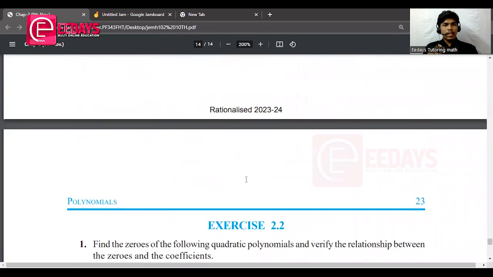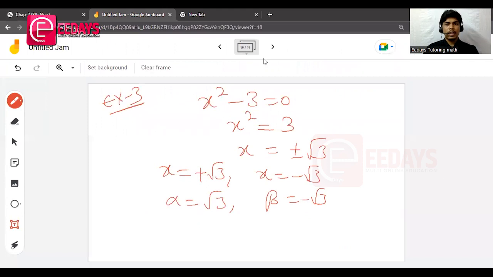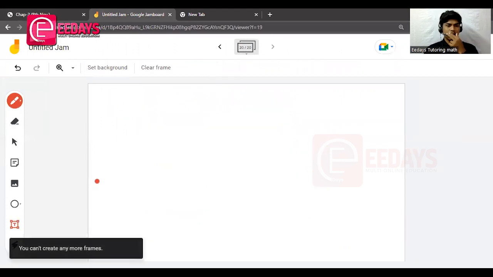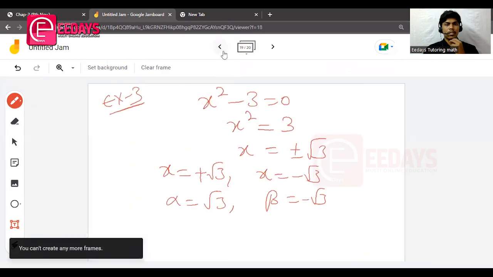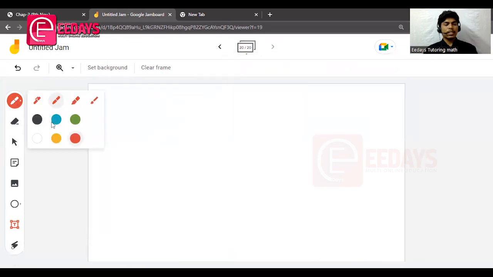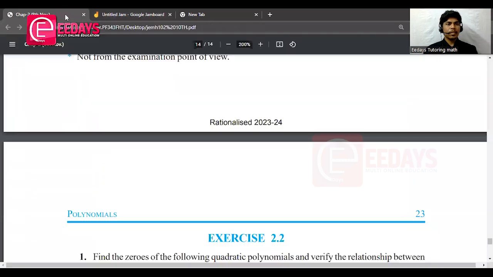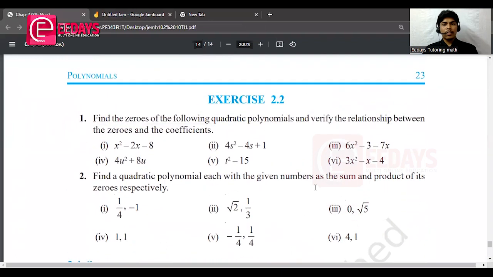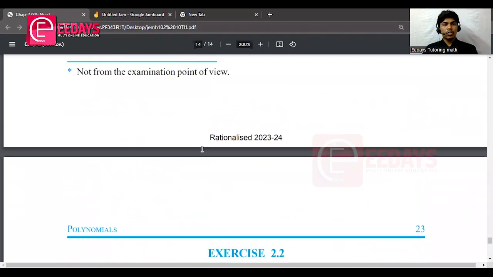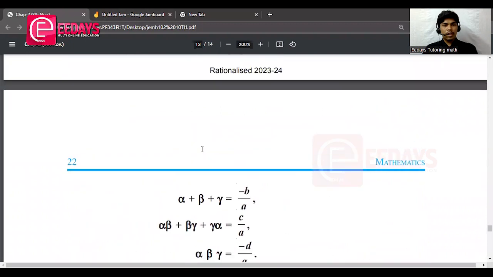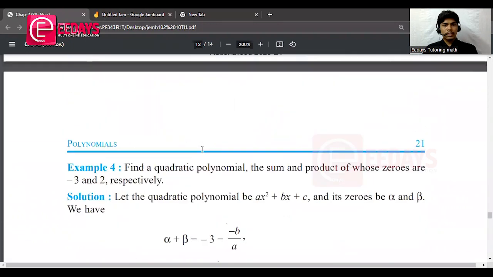Okay, fine. I'll give you one question. Try to solve this, guys. For the next Roman, we need to find the quadratic polynomial when the sum and product are given, 1 by 4 and minus 1. So before that, we just brush up the knowledge of how to solve it if they give the sum and product of zeros. Let's see the example sum, then you will get some idea.